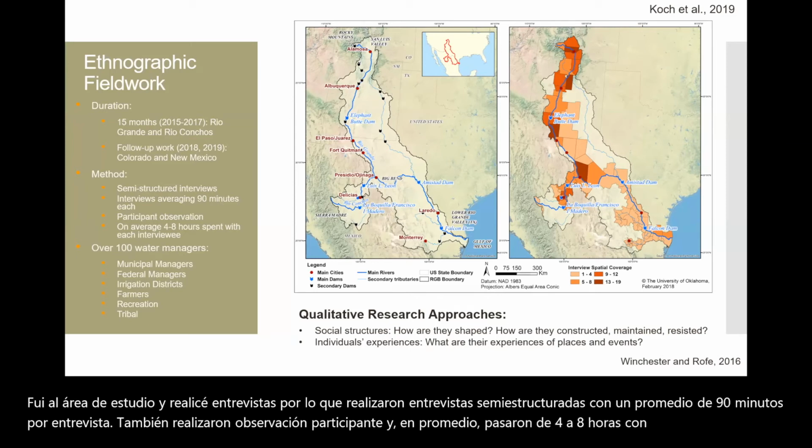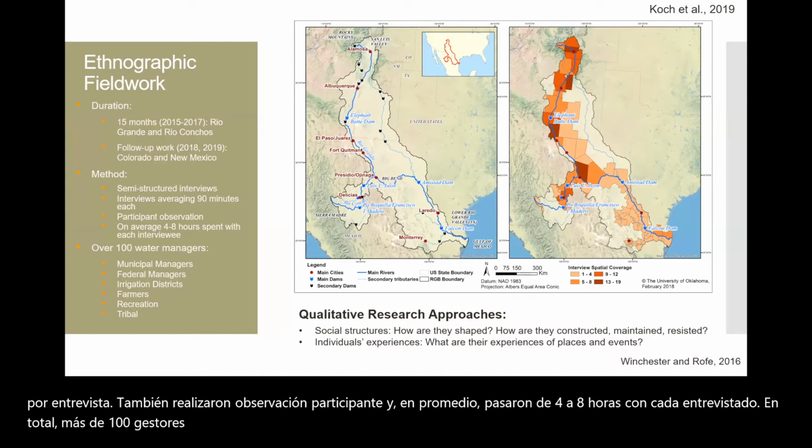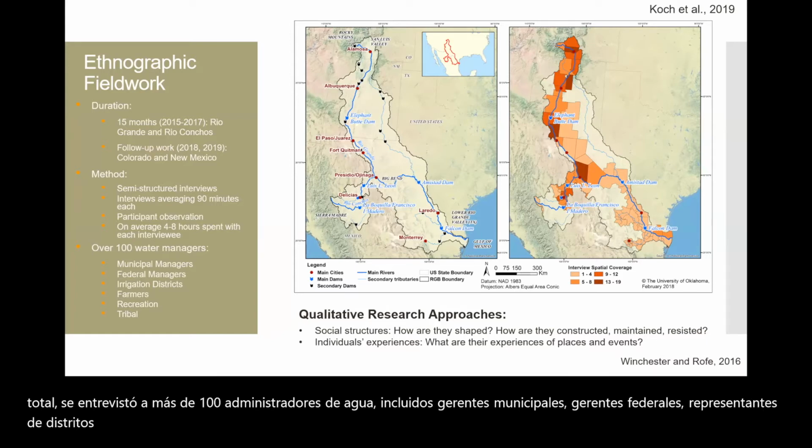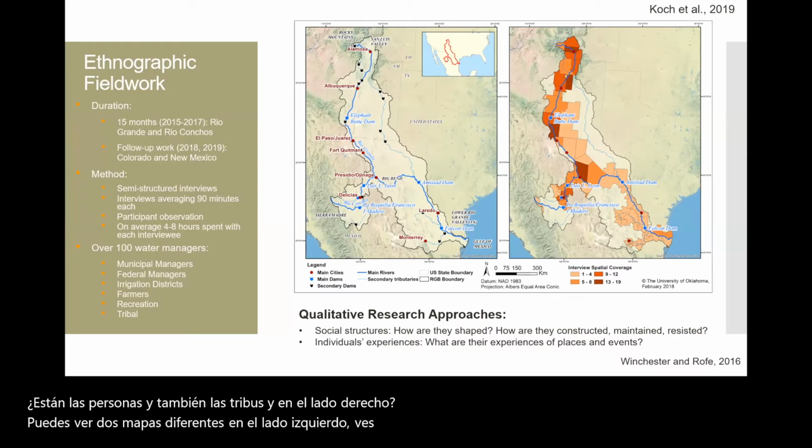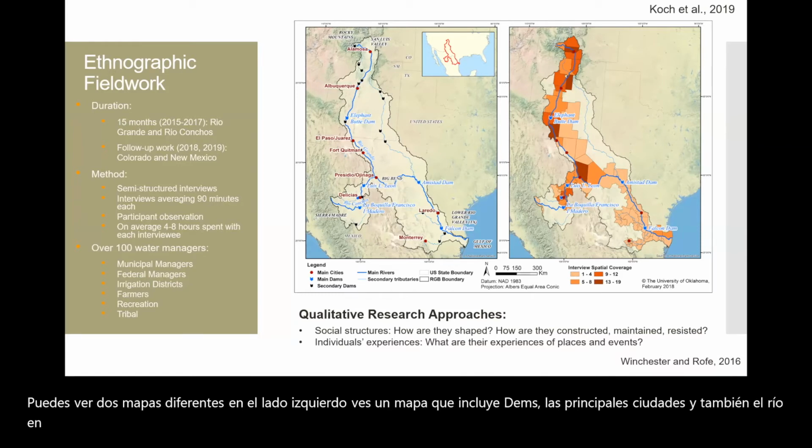All in all, more than 100 water managers were interviewed, including municipal managers, federal managers, irrigation district representatives, farmers, recreation people, and also tribes. On the right-hand side, you can see 2 different maps. On the left-hand side, you see a map that includes dams, the main cities, and also the river itself. And on the right-hand side, you can see the spatial coverage of the interviews.